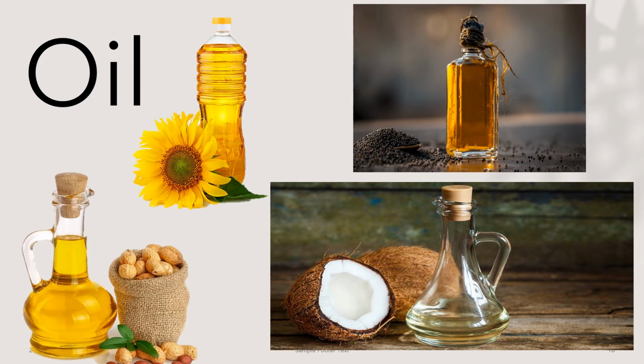Oil. The oil that we use for cooking. How do we get it? We get it from these plants, that is sunflower, coconut, groundnut, mustard. We get oil by crushing the seeds of these plants. These oils are used for what? Cooking and for many other purposes.